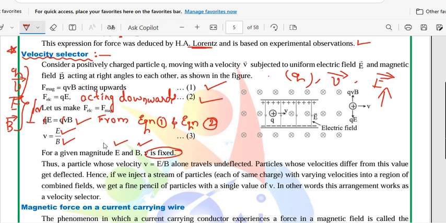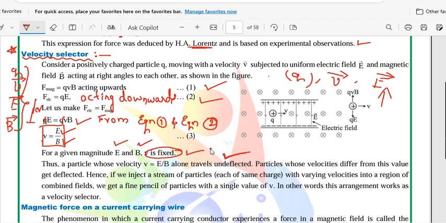So whatever the expression I have derived here, for a given magnitude of electric field and magnetic field, velocity is fixed. Thus a particle whose velocity v is equal to E by B alone travels undeflected.